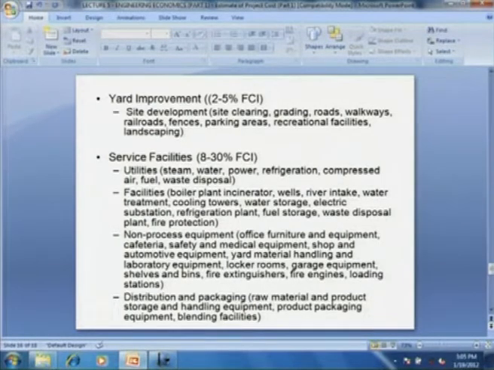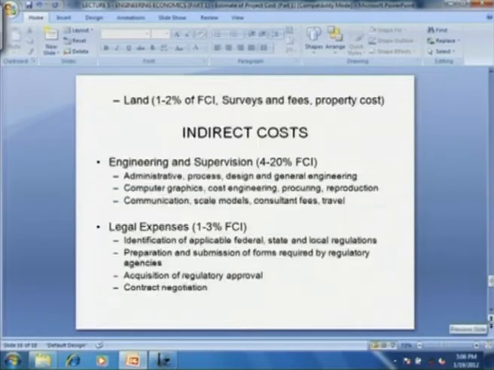Then comes the cost of distribution and packaging, basically raw material and product storage handling equipment, then product packaging equipment, and then blending facilities if the products are in liquid form. And then finally the land. Land we have taken as 1 to 2% of fixed capital investment, but with the rising cost of land and several political issues associated with it, the cost of land could be even higher than this. It could be 10% or even 20% of fixed capital investment.